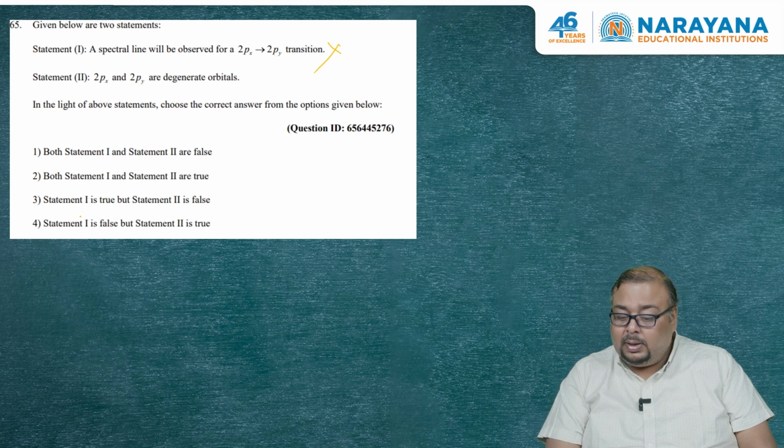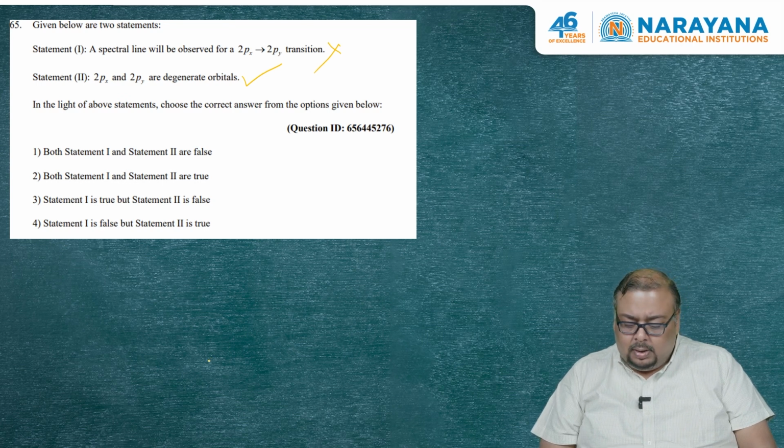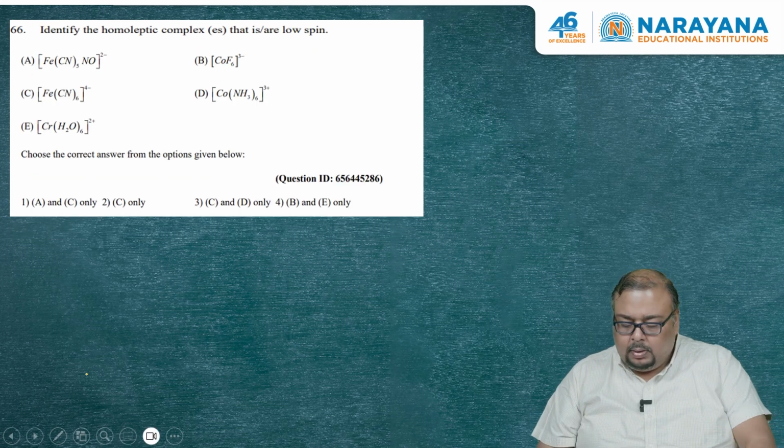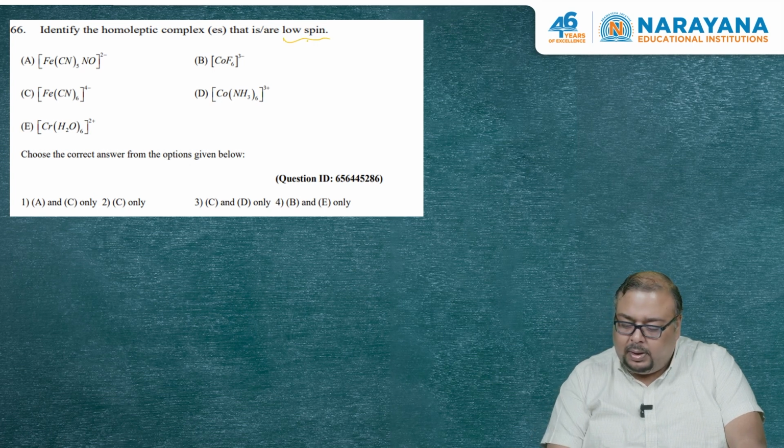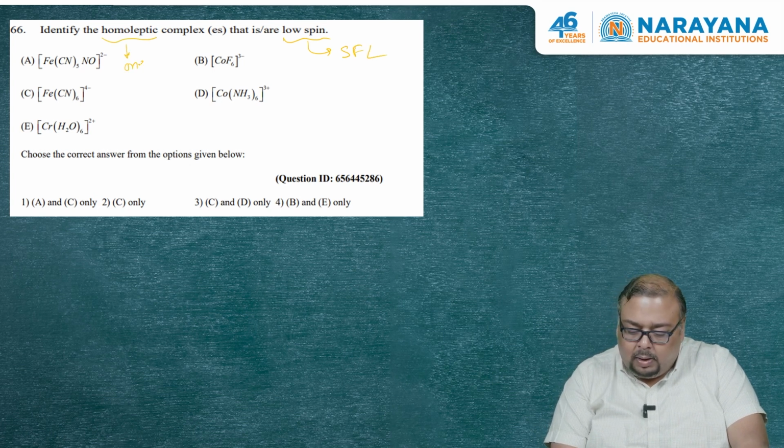Statement 2: 2px and 2py are degenerate orbitals. This is a correct statement. So statement 1 is incorrect while statement 2 is correct. So the correct option would be option 4. Next is question number 66. Identify the homoleptic complexes which are of low spin. Now low spin means that you should have a strong field ligand, and homoleptic means only one type of ligand should be there.